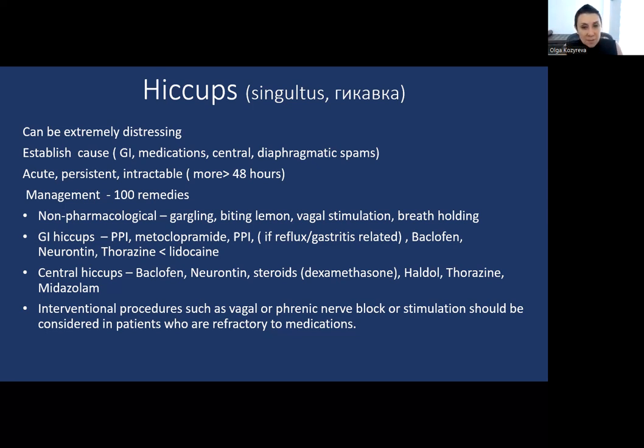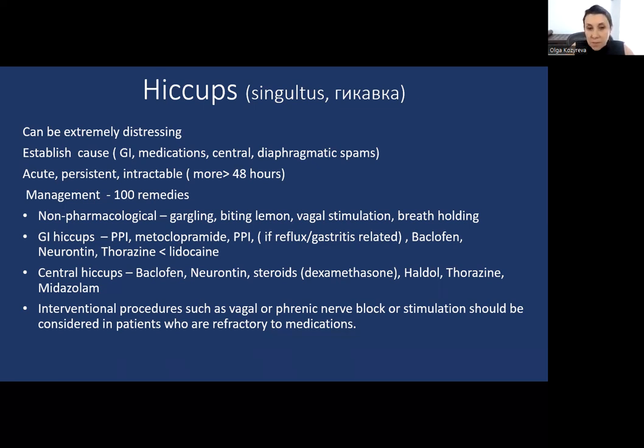Hiccups are actually a very severe diaphragm spasm. A lot of the time we use a muscle relaxant, for example baclofen, and sometimes a calcium channel blocker can help relax the diaphragm. Also, we use neurontin or thorazine. Sometimes we use IV lidocaine if hiccups persist and are intractable. Central hiccups can be related to vagal nerve stimulation by tumor, trauma, hematoma, or stroke. We use baclofen, steroids, neurontin, and again antipsychotics such as Haldol and thorazine. If it's really intractable, IV midazolam can be used.